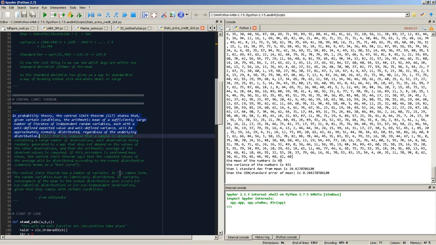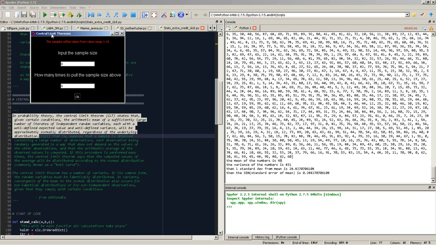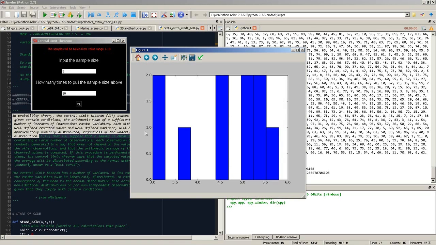Now, let's try and put this in perspective. So this is hard-coded. The samples will be taken from a value range of 1 to 10. Okay, so let's input the sample size. Let's just start off with a sample size of 5. From 1 to 10, how many times are we going to do it? Let's do it 10 times. It's crap. Doesn't tell us anything. I couldn't tell you what the mean is, I couldn't tell you anything about this data, okay?